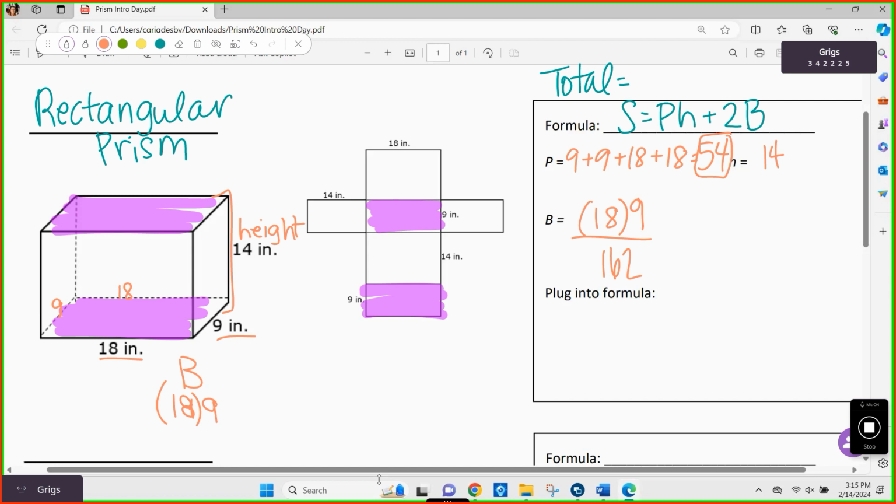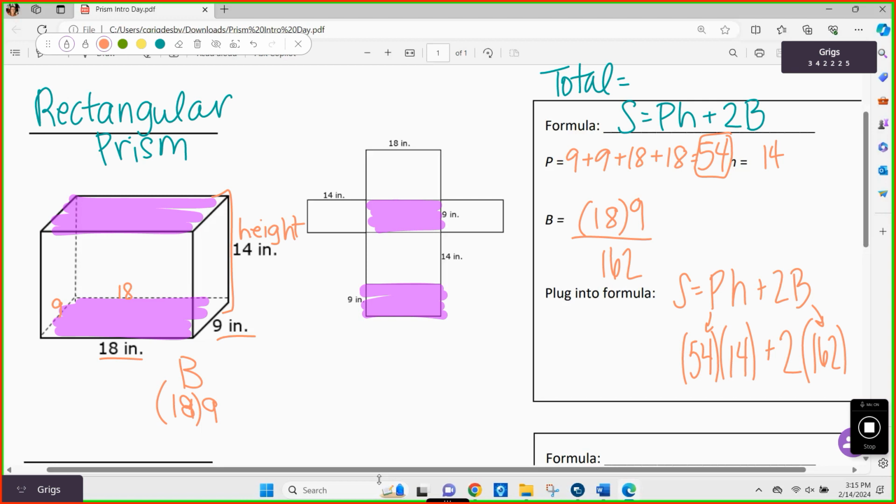Alright. Do you notice I'm finding each piece before I plug it into a formula? So, I love to rewrite my formulas. My perimeter was 54. And me personally, anytime I have letters, I'm going to separate with parentheses, because that tells me I'm doing what operation? Multiply. So 54 for my perimeter, 14 for my height, plus 2 times what? 162, because I plugged in 162 for my base.